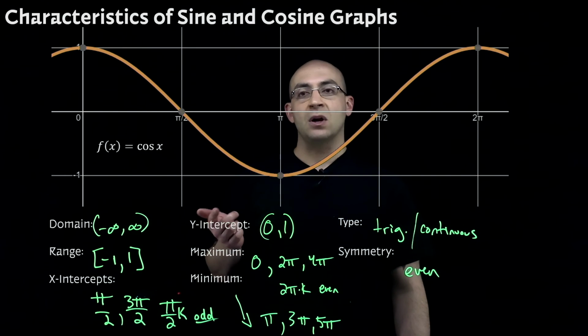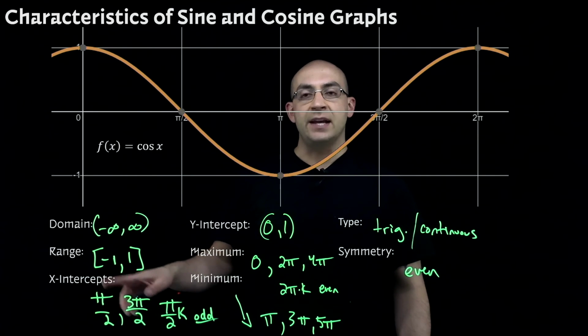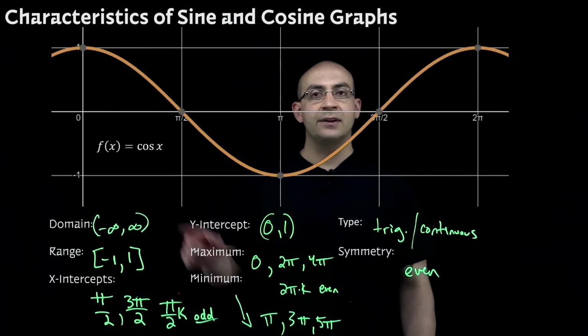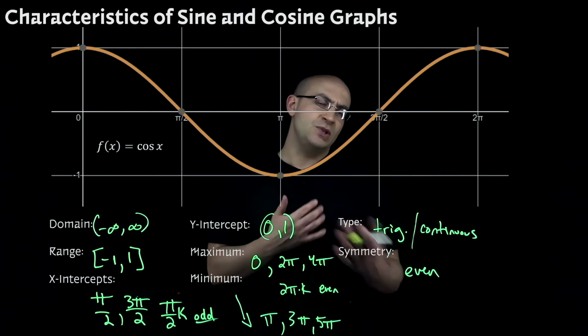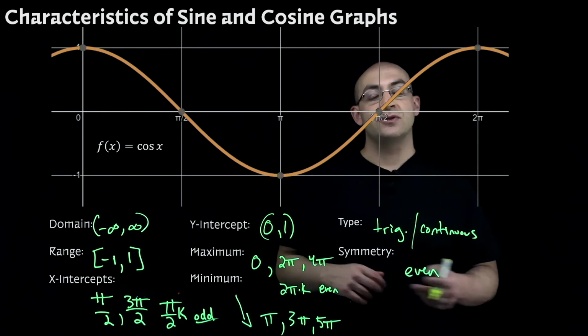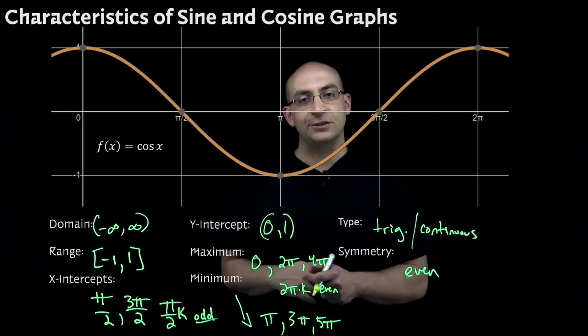So let's talk about the differences from cosine to sine. Domain's the same, range is the same. The intercepts go by a different pattern. The max and min go by a different pattern. Certainly the y-intercept is different, but we knew that from how the unit circle worked out. And our symmetry is even on a cosine function.